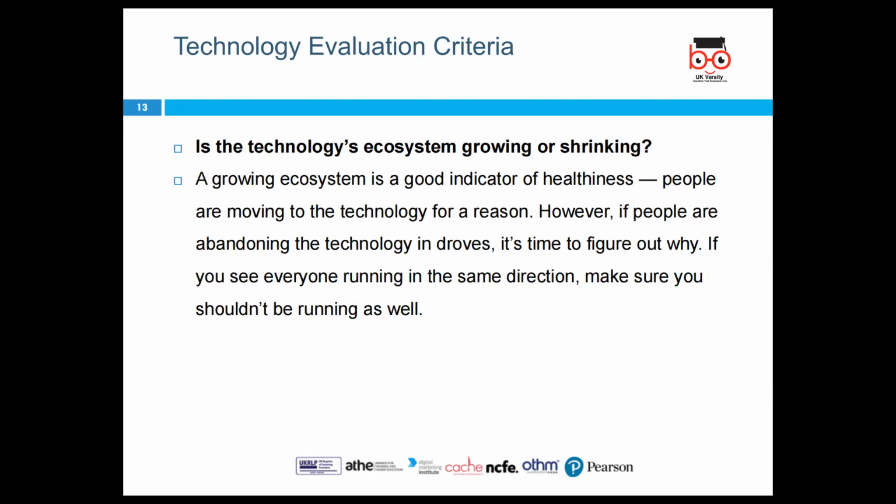Also, is the technology ecosystem growing or shrinking? As you can see, a growing ecosystem can be a good indicator of healthiness, because people are moving to the technology for a reason. However, if people are abandoning the technology in droves, we need to figure out why.